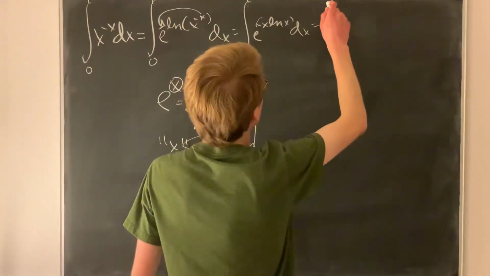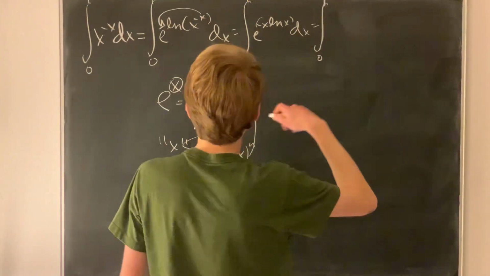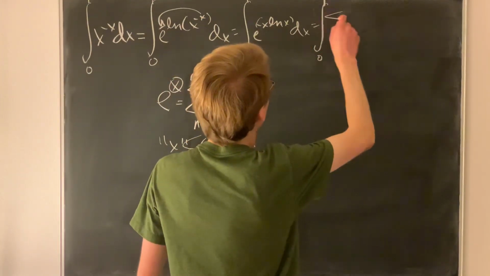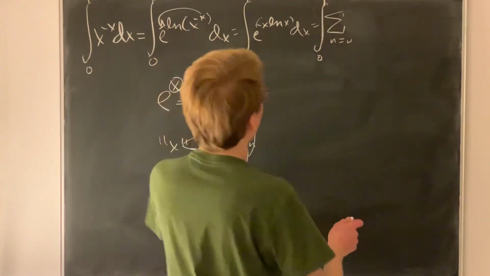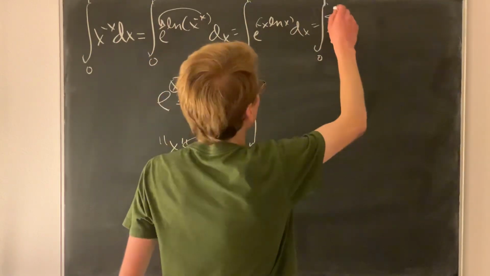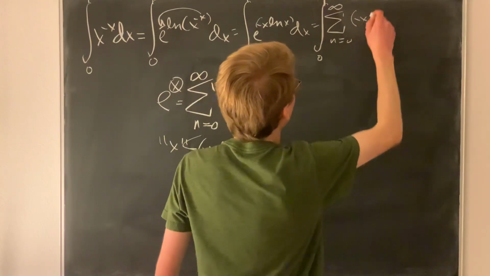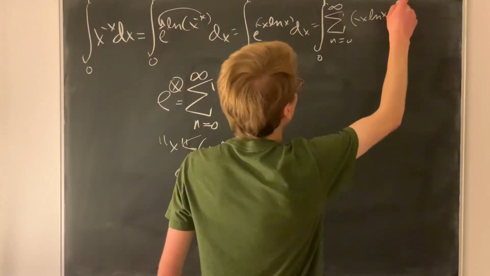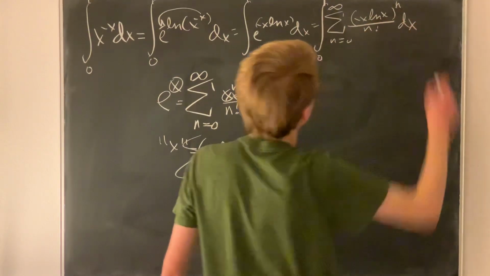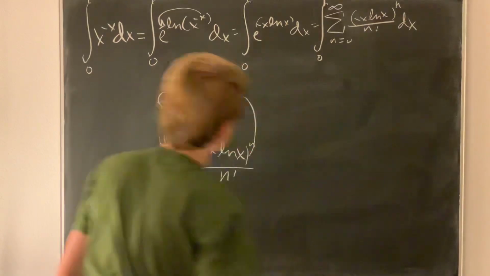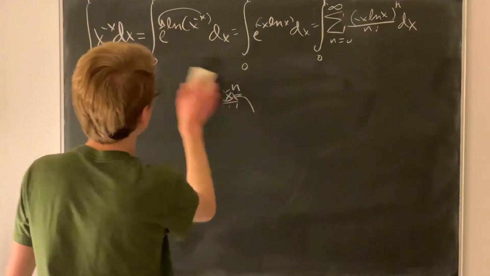So we can say, I have not changed the bounds of integration, still integrating from 0 to 1 with respect to x. Now I can say I'm integrating the sum as n equals 0 to infinity of negative x times the natural log of x, all raised to the n over n factorial, and then again times dx, because we're still integrating with respect to x.